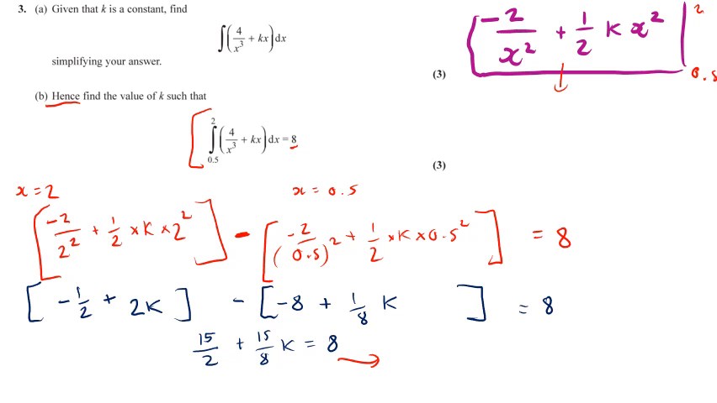So to solve this, I would subtract 15 over 2 from both sides, leaving me with 15/8 k equals 1/2. And so then to find k, we would divide both sides by 15 over 8. We're doing 1/2 divided by 15 over 8, giving me that k equals 4/15. And this is my final answer for part B.